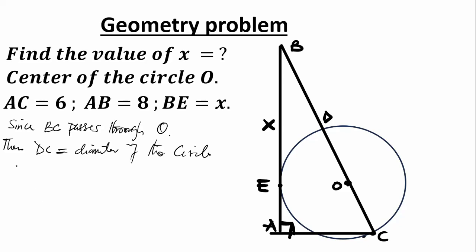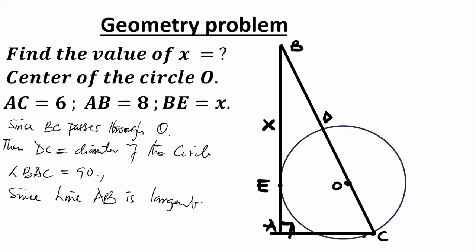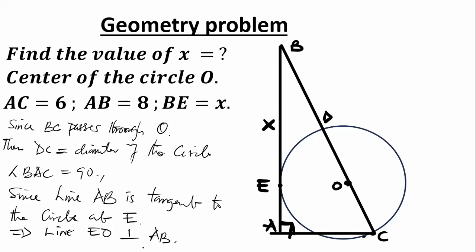Now, it was given that angle BAC is 90. Now, since line AB is tangent to the circle at E, it now implies that line EO is perpendicular to line AB. It's perpendicular to line AB.